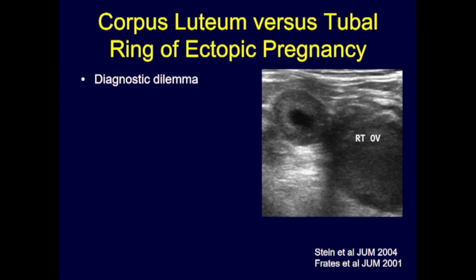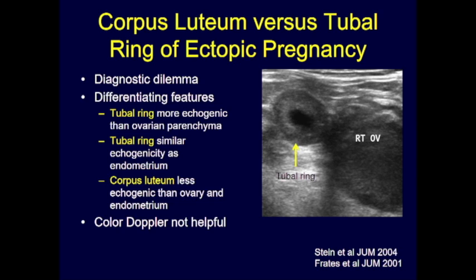So I wanted to take a moment to discuss how to differentiate the corpus luteum from the tubal ring of ectopic pregnancy. Sometimes these two appearances can look similar, and it can be a diagnostic dilemma. So some of the differentiating features are that a tubal ring will appear more echogenic than the ovarian parenchyma. The tubal ring, which is composed of trophoblastic material, can appear similar in echogenicity as the endometrium. And the corpus luteum is less echogenic than the ovary and less echogenic than the endometrium.